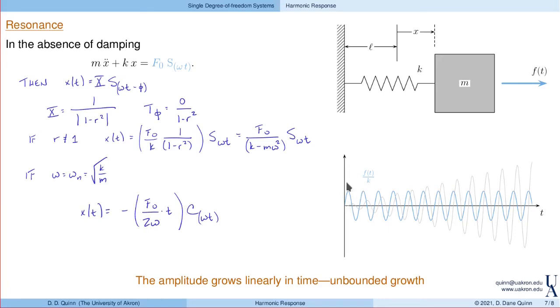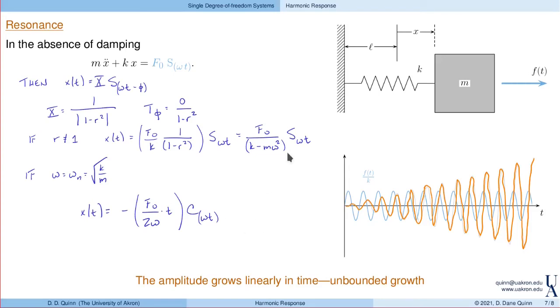If we were to plot this, initially we get a really small amplitude, and as time gets large, this amplitude begins to grow. I've sketched this lightly, and I'm trying to trace over it to emphasize the growth in the amplitude. So this curve just increases linearly in time, and as promised, the amplitude grows unbounded.